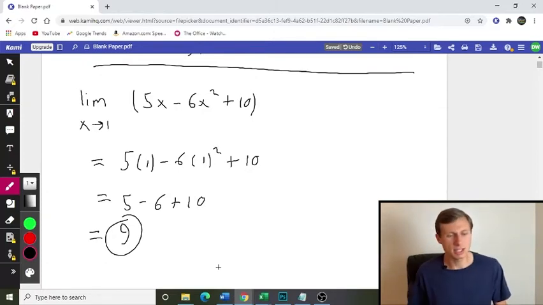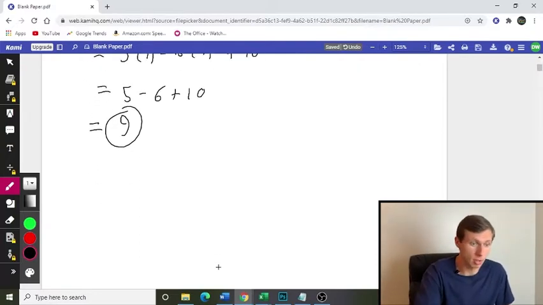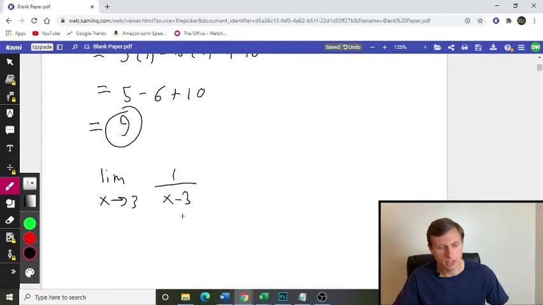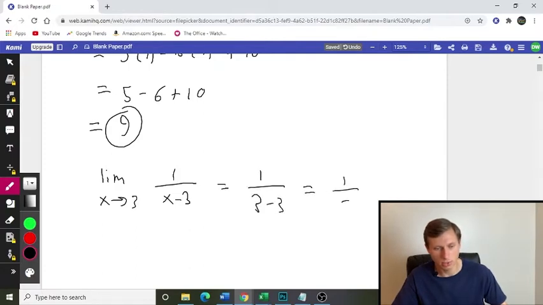Now, that seemed a little too easy, don't you think? You know, limits don't really sound that challenging. Okay. Well, in that case, I have a follow-up question for you. What is the limit as x approaches 3 of 1 over x minus 3? Okay, well, if we just plug in directly, we get 1 over 3 minus 3, and we get 1 over 0. Okay, so now we have a problem, don't we?